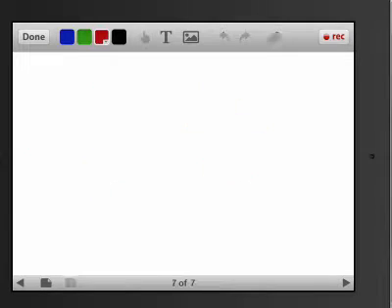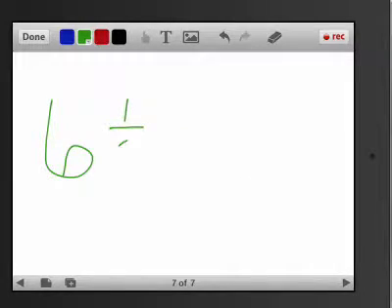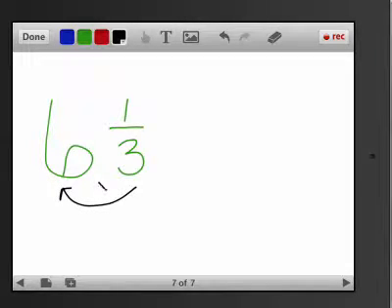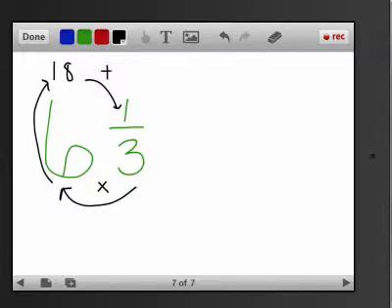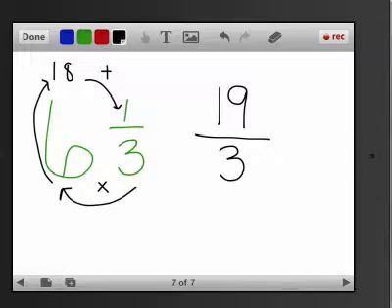Let's take a look at another one. 6 1/3. How would I change that to an improper fraction? 3 times 6 is 18. 18 plus 1 is 19. And my denominator is that 3. So 6 1/3 is equal to 19/3.